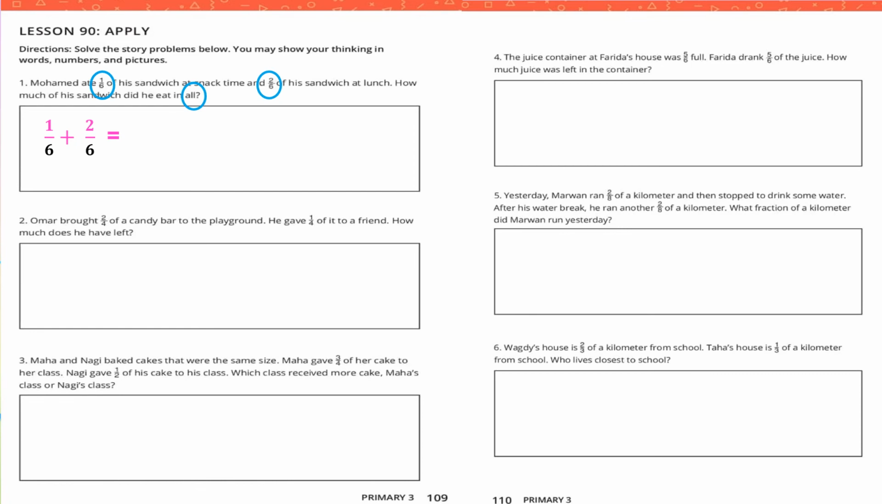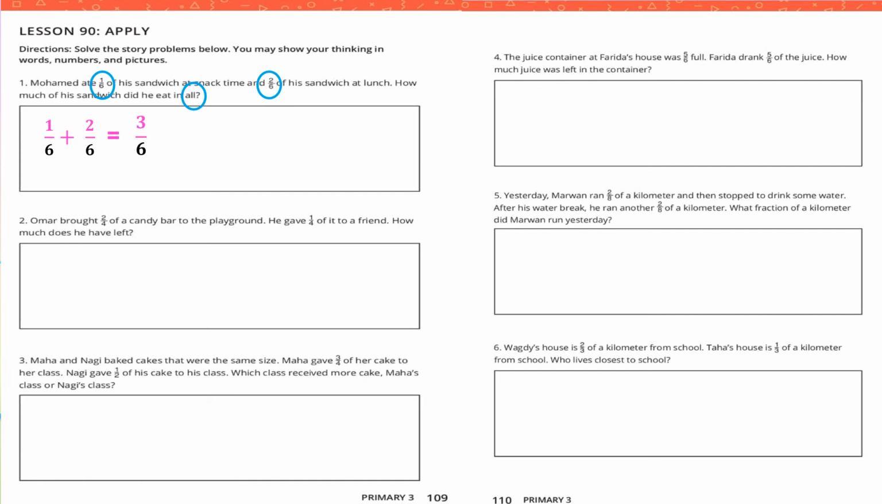Here, what do you observe? We observe we have same denominators. So we must put the denominator as it is, down, 6. 1 plus 2 up equals 3. So the result will be 3 over 6.